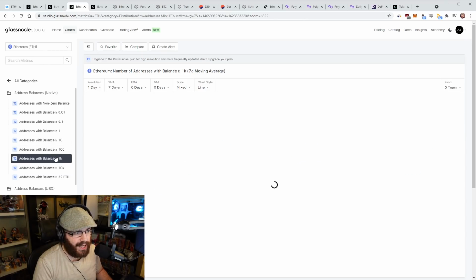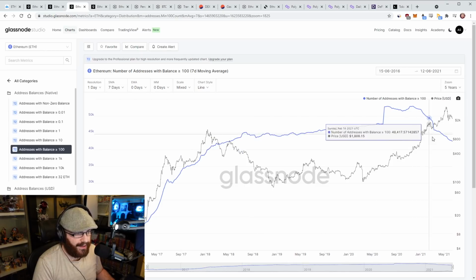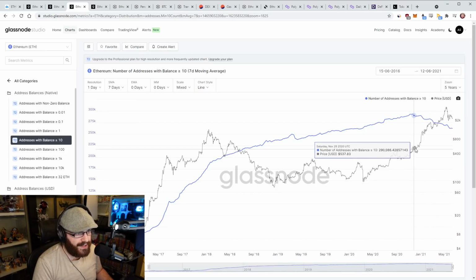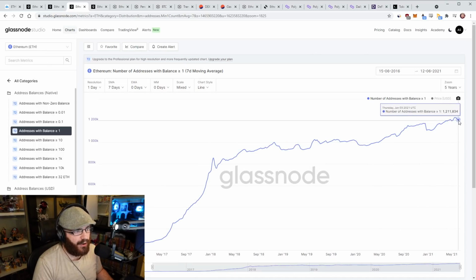Whereas if you look at other addresses with more than 1,000 ETH, that's been coming down for quite a while. More than 100 ETH has been coming down as well. More than 10 ETH, slightly less. More than 1 ETH has actually been going up, I think. Yeah, it's been going up. But that also can be because people are using ETH more and they need ETH for gas fees, of course.